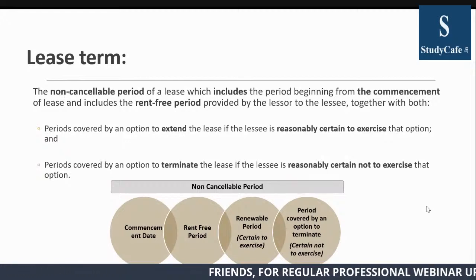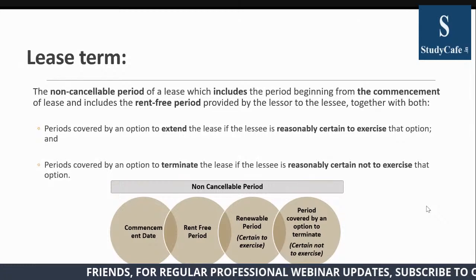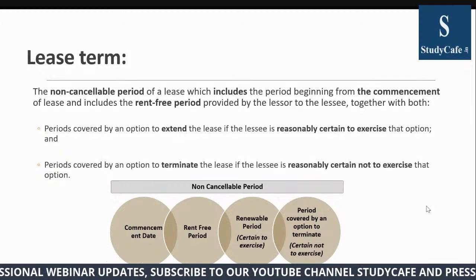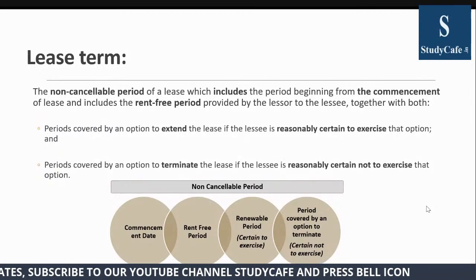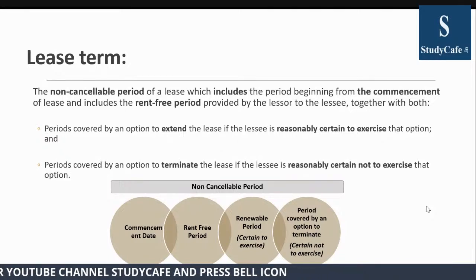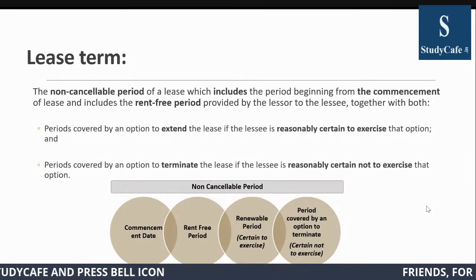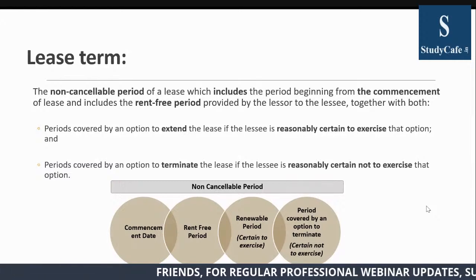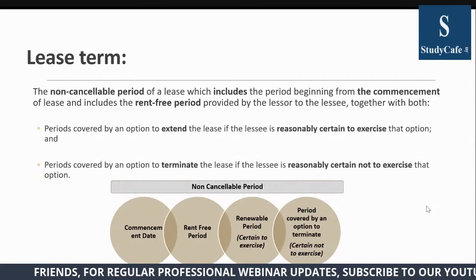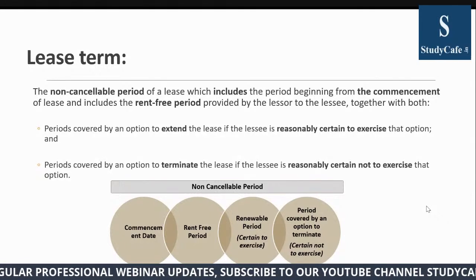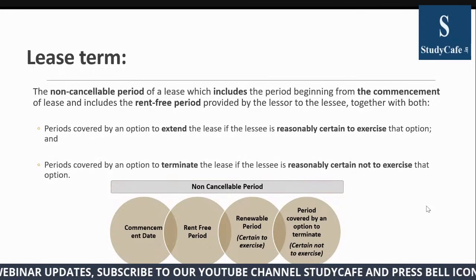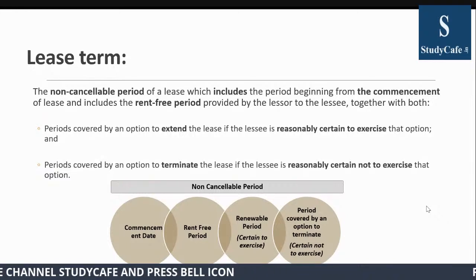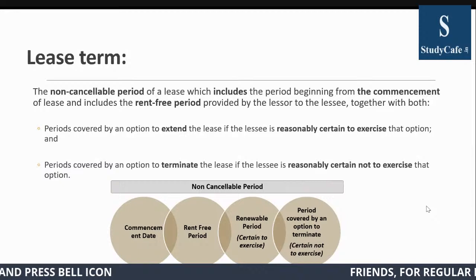But there is a condition attached to it. The renewable period will be included only if the lessee is reasonably certain to exercise that option. So the lessee is required to assess whether it is reasonably certain to exercise the renewal option or not. If it is reasonably certain to exercise the option, then we will consider the renewal period also. Third, the last leg is when there is a termination option in the contract, then the lessee is required to assess whether it is reasonably certain not to exercise that option. What does that mean?